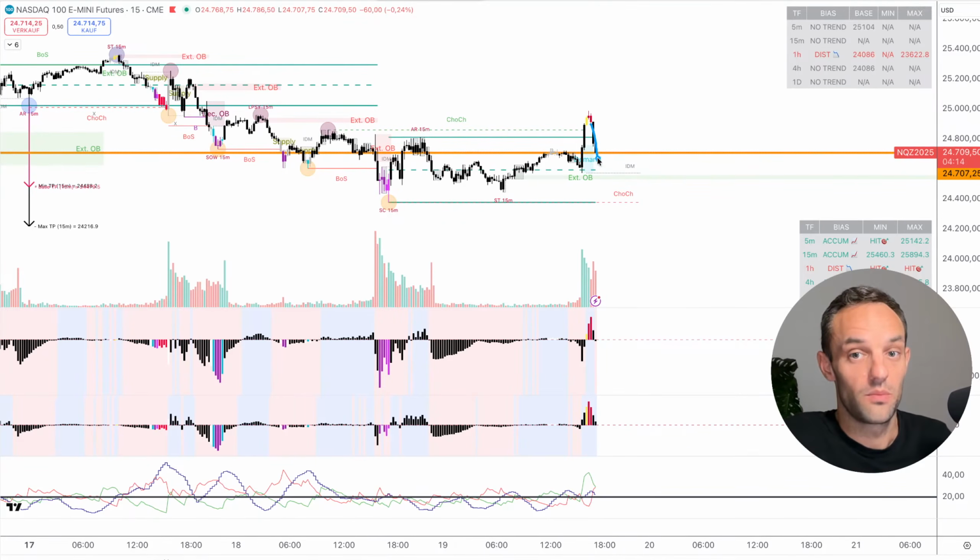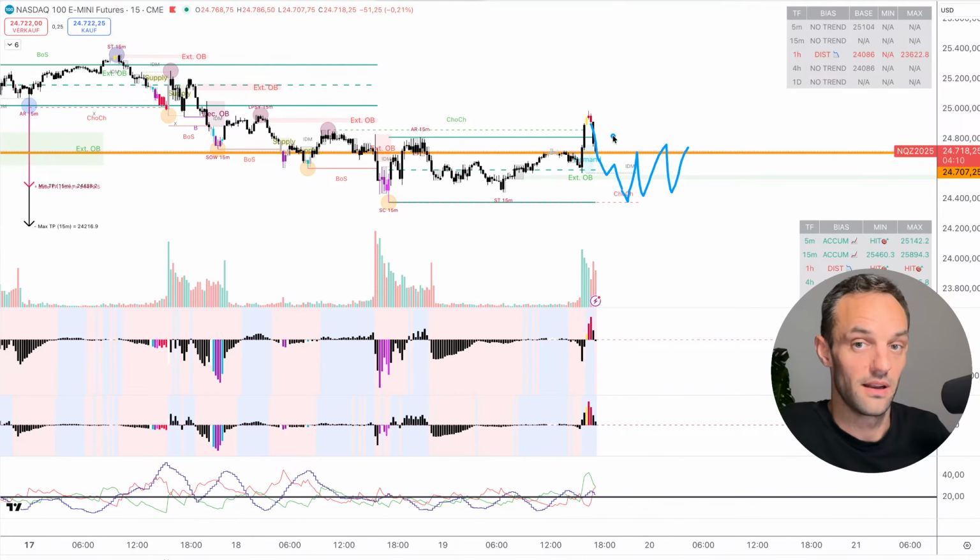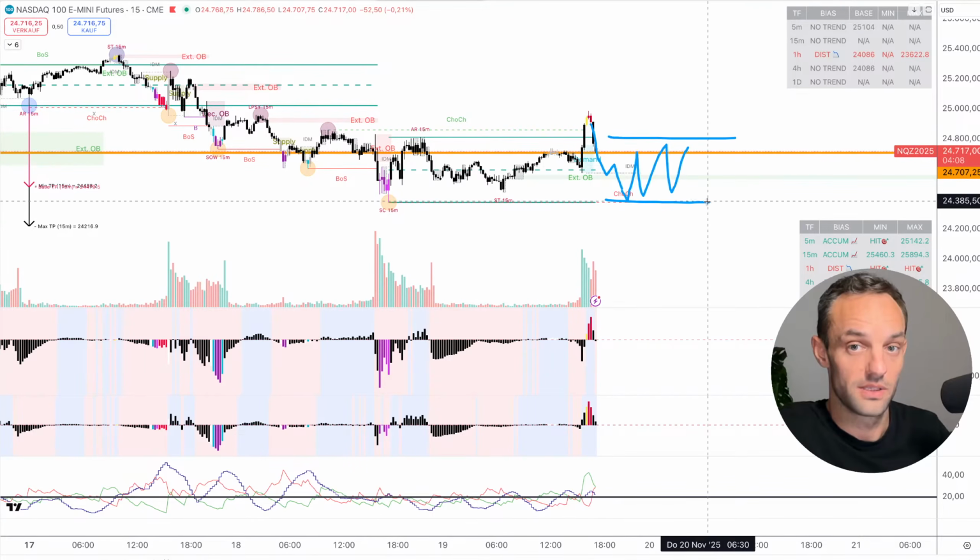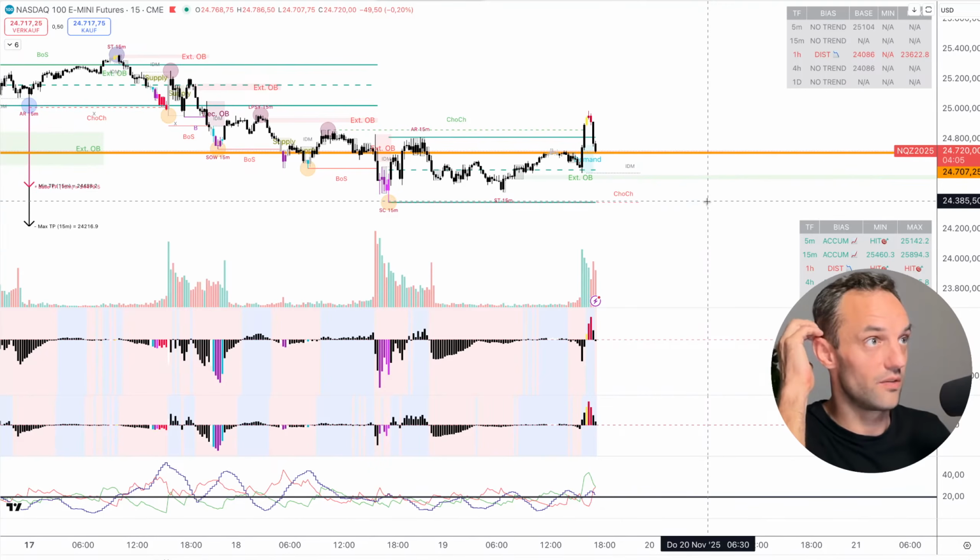Now we are going back to the range, so we might also chop lower. So this is a very choppy area here. And of course, we can also trade this kind of move in one and the other direction.